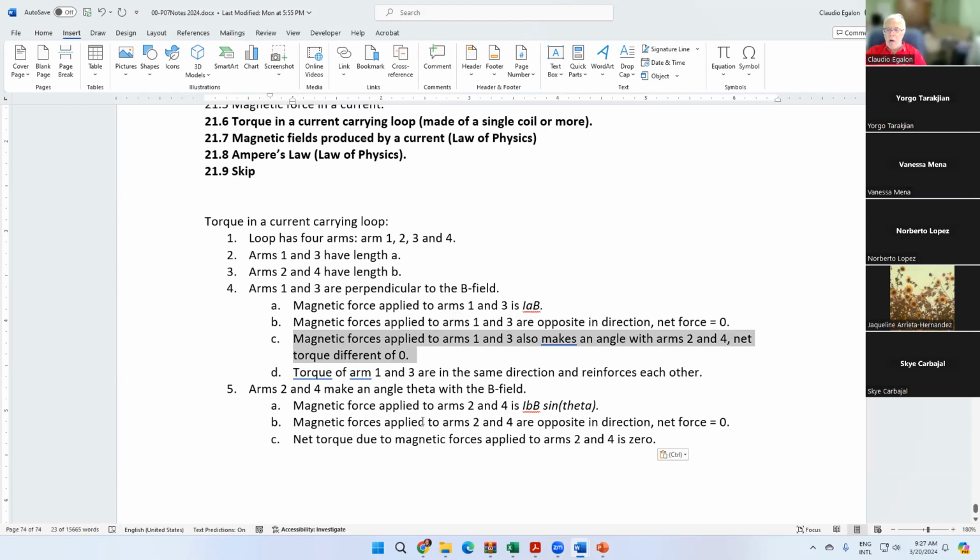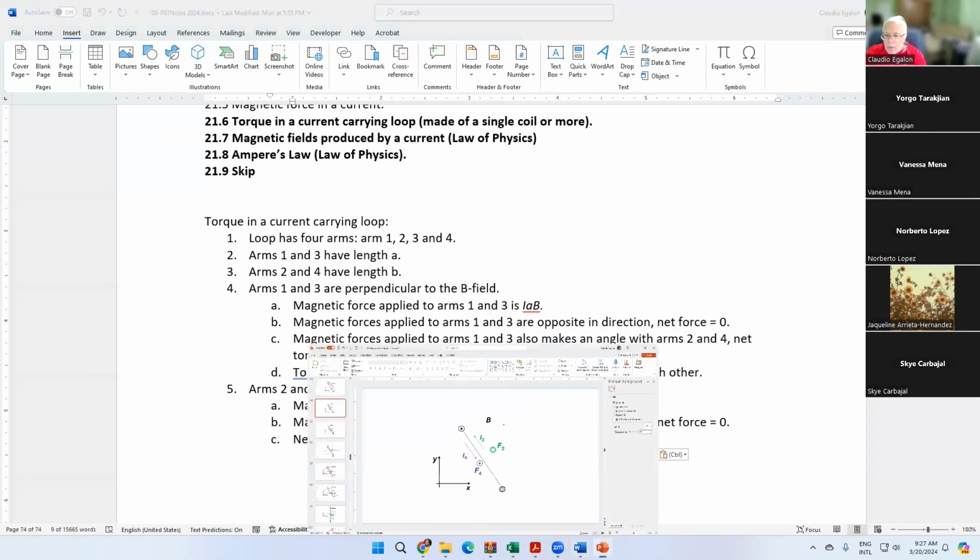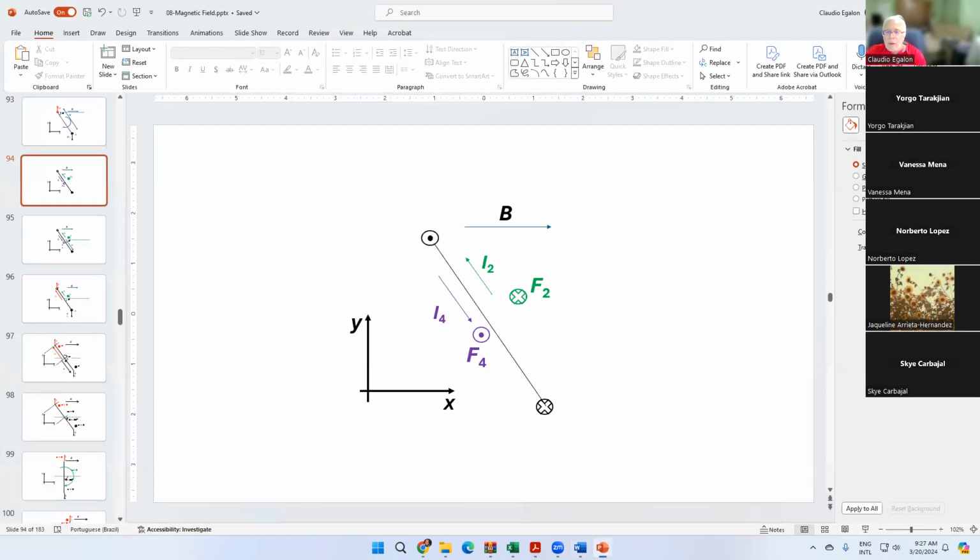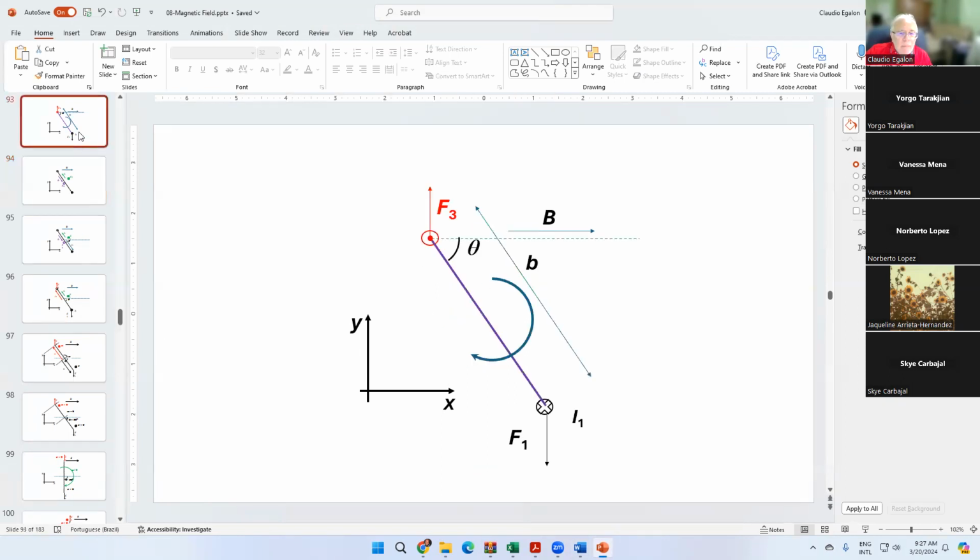Magnetic force applied to the arm also makes an angle. Let's see here. Magnetic force applied to arms 1 and 3. I don't want to write it like that. It has a net torque. I'm mixing up here, sorry. Here you go. That's 1 and 3.